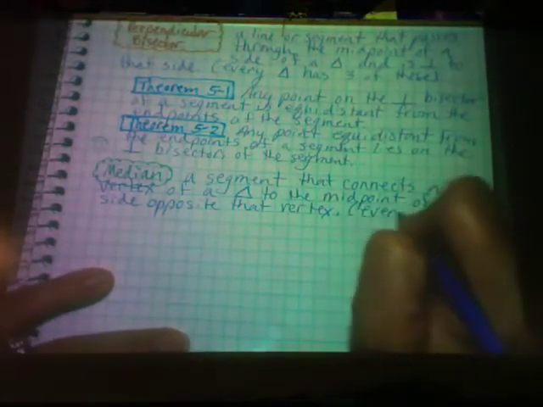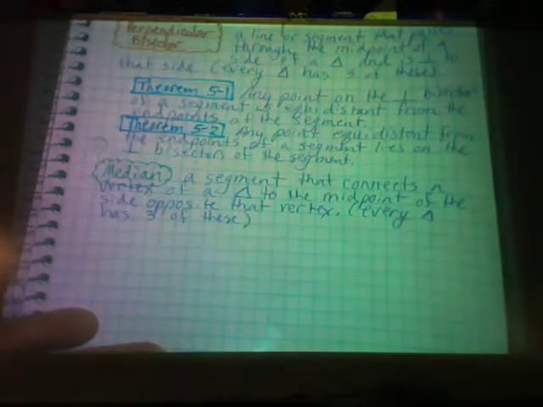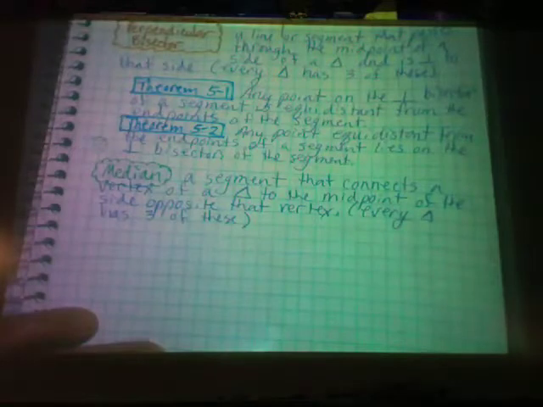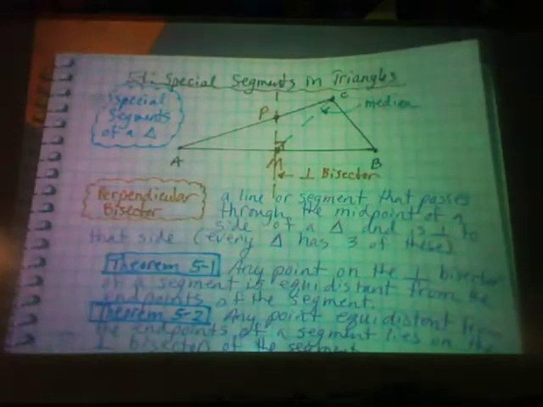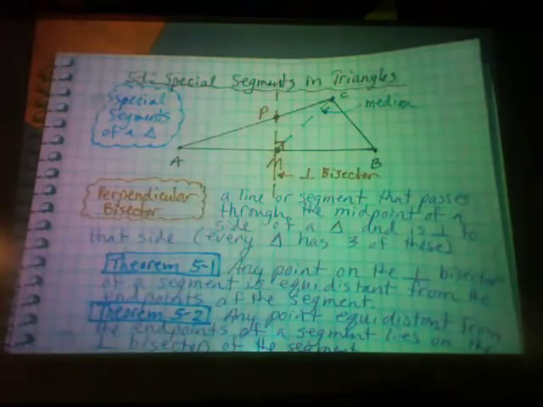Every triangle has 3 of these. All right, the next one is called the altitude. The altitude of a triangle is another name for what? This you know. Height. And we've talked about this before, okay?